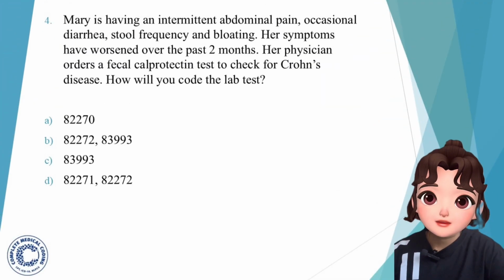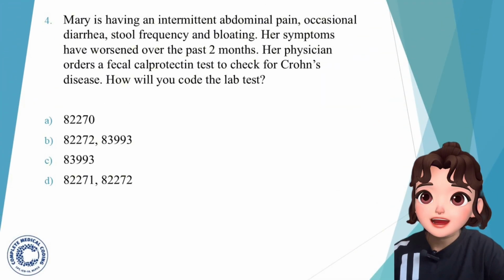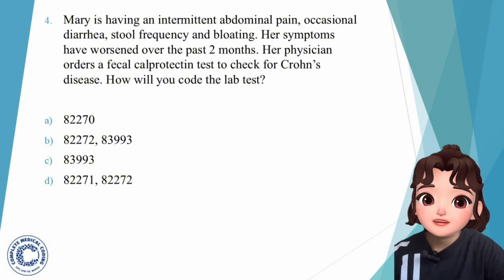Moving to the fourth question. Mary is having an intermittent abdominal pain, occasional diarrhea, stool frequency and bloating. Her symptoms have worsened over the past 2 months. Her physician orders a fecal calprotectin test to check for Crohn's disease. How will you code the lab test?